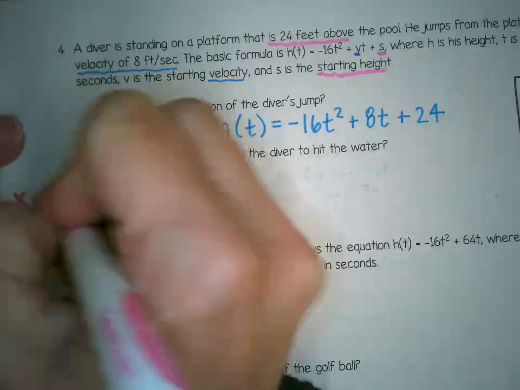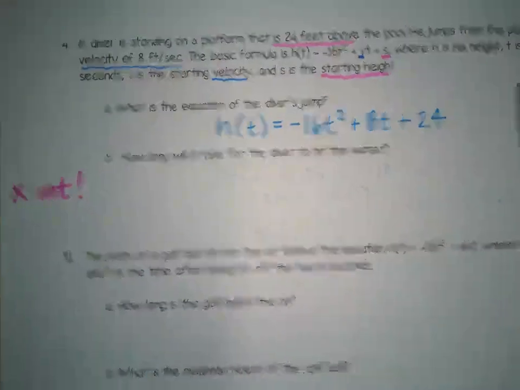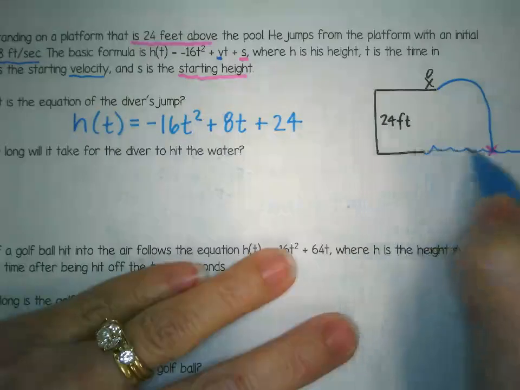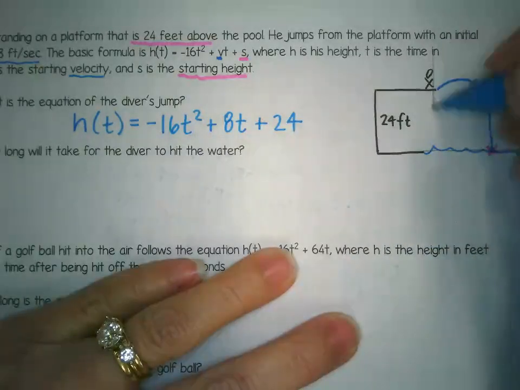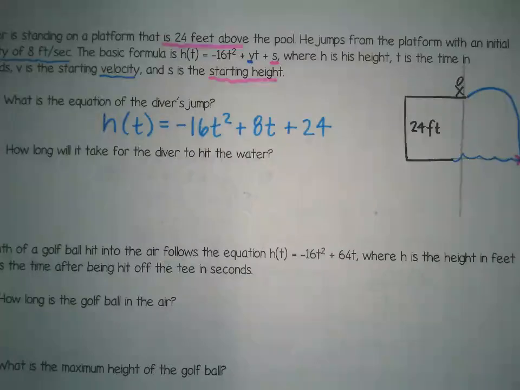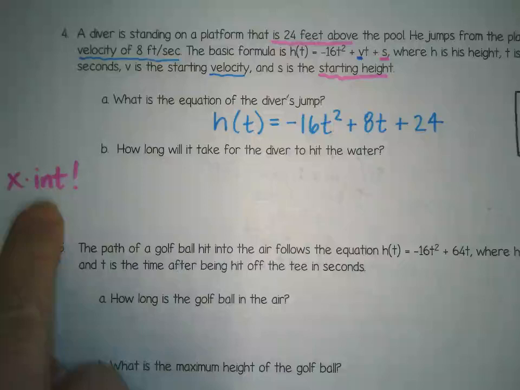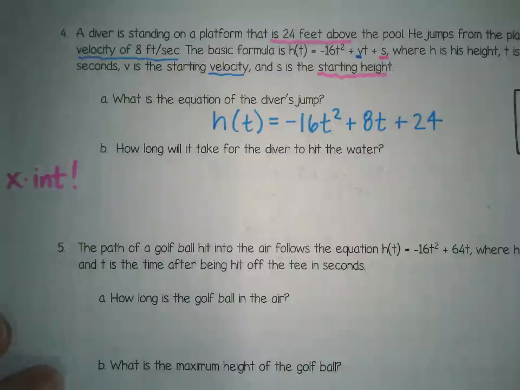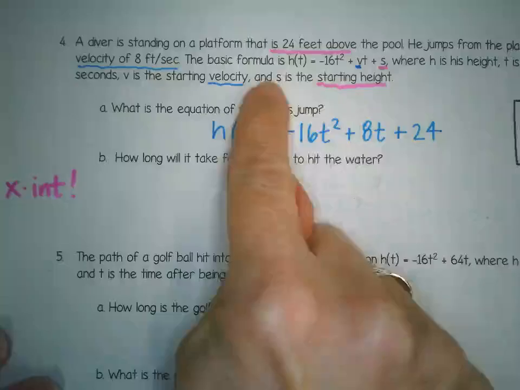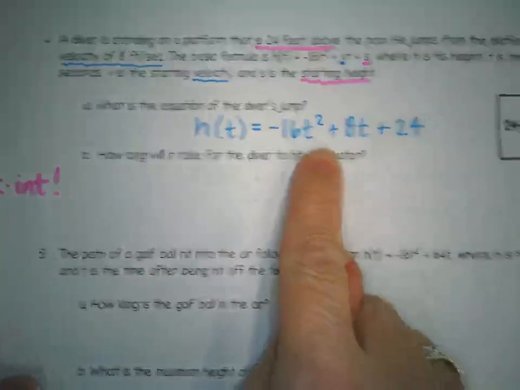So we need to find the x-intercept. Now, we could again assume that this is the x-axis and this is the y-axis right there. But either way, we're still having to solve to get the x-intercepts. Okay, so how long will it take for him to hit the water? So here's my equation right here.